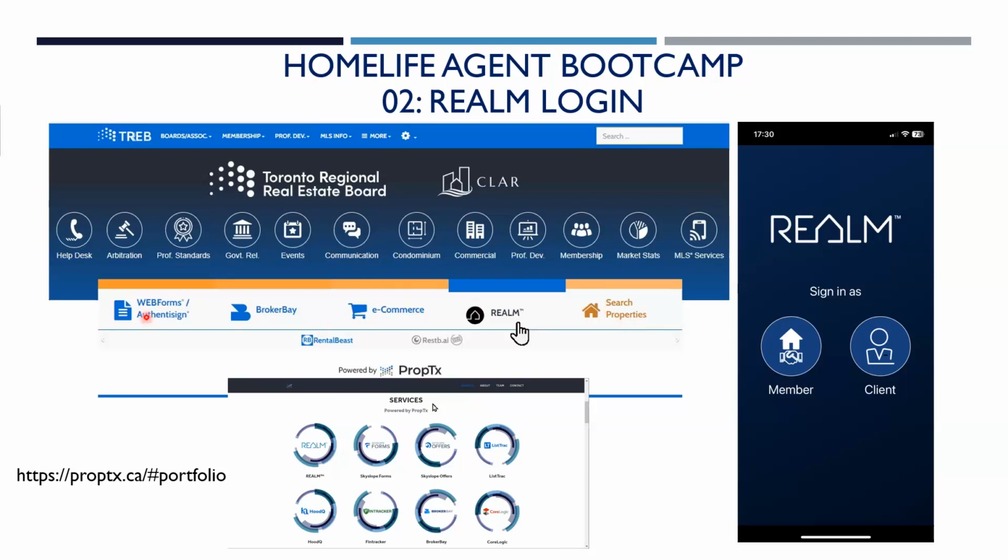So you see a whole bunch of tools here. All these tools and the new stuff like Skyslope, ListTrac, and the hook queue, all this kind of service is provided by a company called Protect. Protect is one of the subsidiaries under TRAP, the Toronto Real Estate Board.